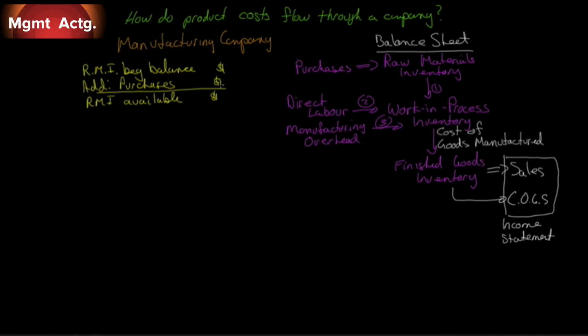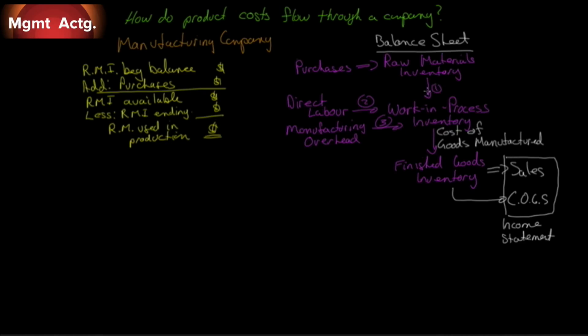From that, we have raw materials left. So we'll subtract our raw material inventory ending balance. We'll subtract that ending balance. And that will give us the amount of raw materials we used in production. Now, this is important. We need this because look at that work in process account. It requires 1, 2, 3 inputs to figure out how much we had available.